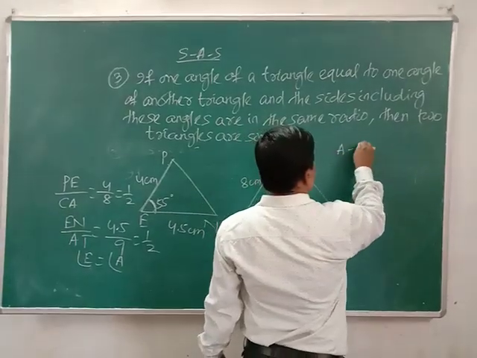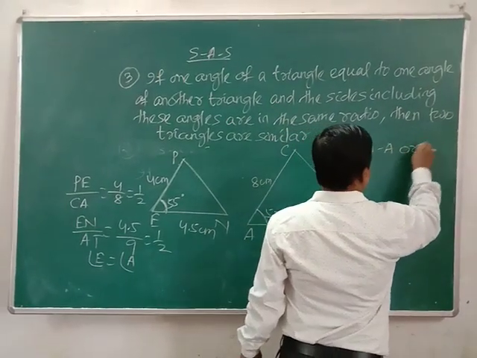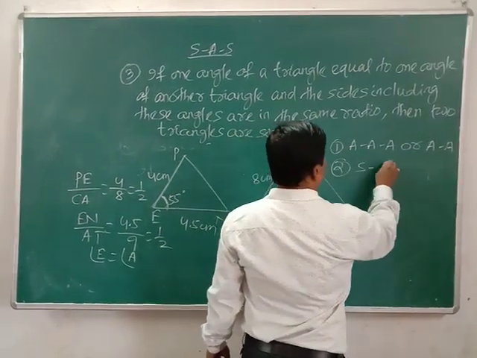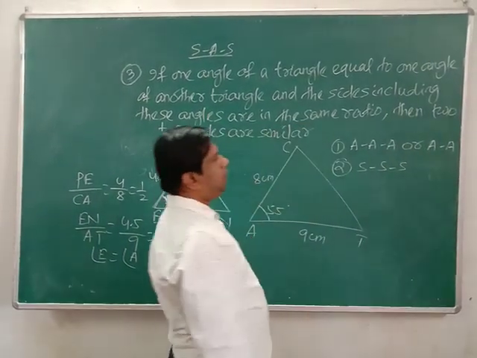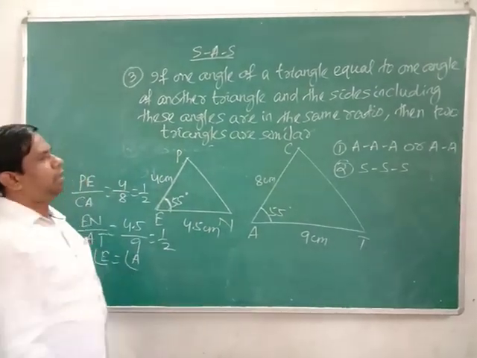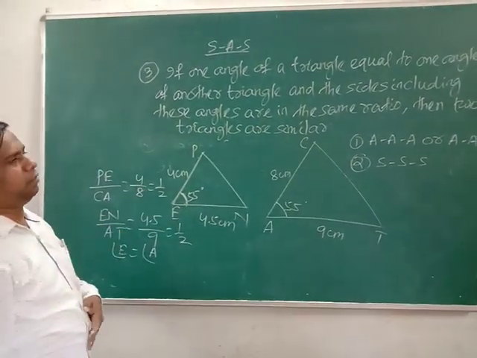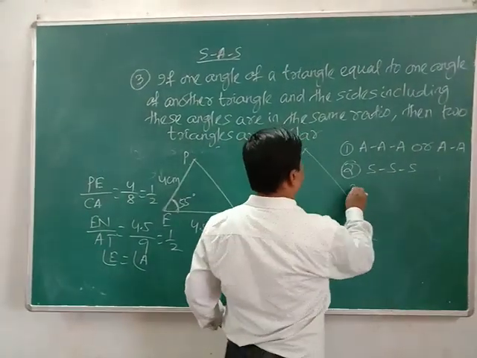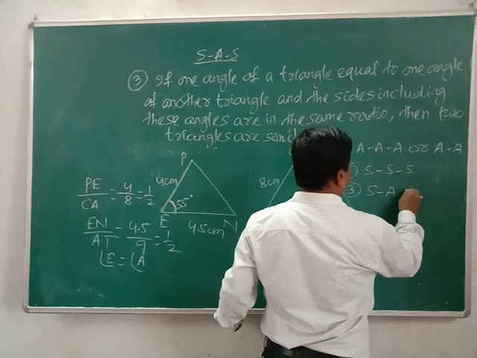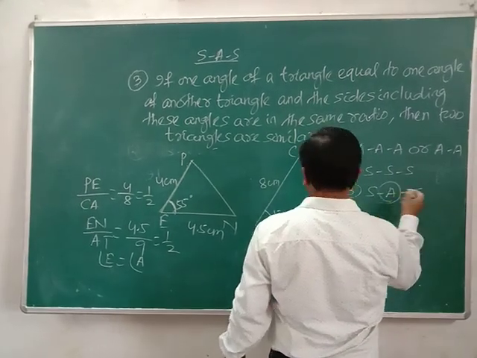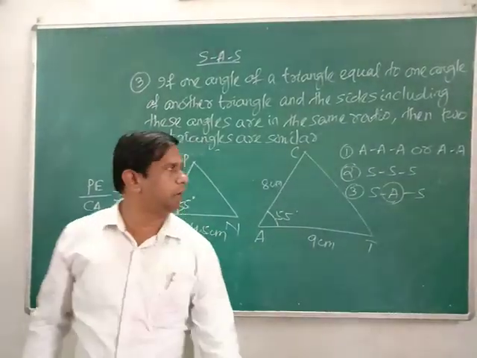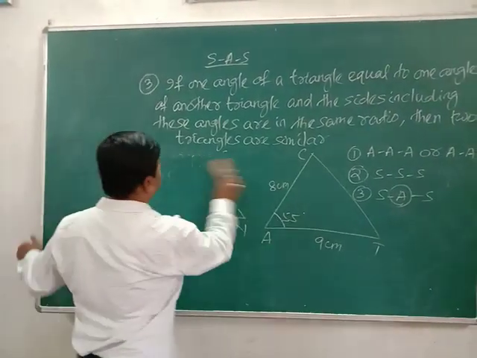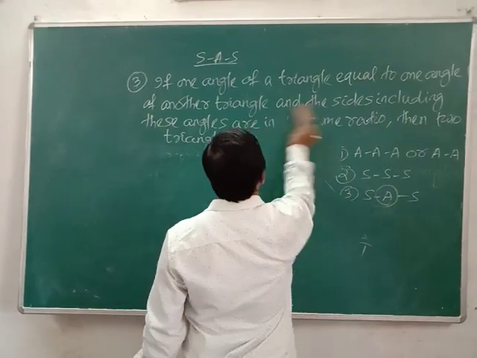So there are three criteria. One is AAA, or simply you can say AA, two angles. Second is side, three sides of two triangles are in the same ratio, then also the two triangles are similar. And third is side angle side. One angle and two sides are in proportion, then also two triangles are similar. So these are three criteria to make two triangles similar.